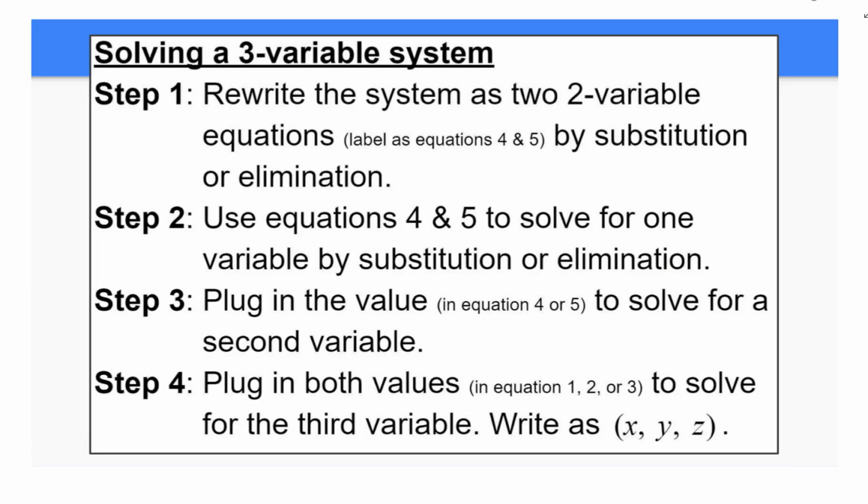For solving a three-variable system, we're going to rewrite the system as two variable equations, and we're going to label them as 4 and 5, and use those to substitute, eliminate, solve for one of the variables, plug in, and then plug in again. Go ahead and pause the video so that you can write these down in your notes.